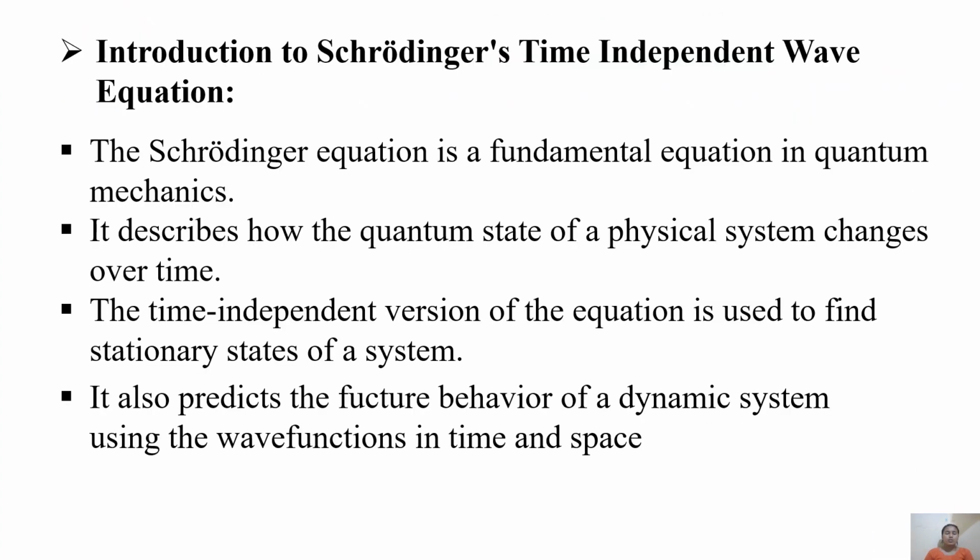Introduction to Schrodinger's time independent wave equation. The Schrodinger equation is a fundamental equation in quantum mechanics. It describes how the quantum state of a physical system changes over time. The time independent version of the equation is used to find the stationary states of a system. It also predicts the future behavior of a dynamic system using the wave functions in time and space.